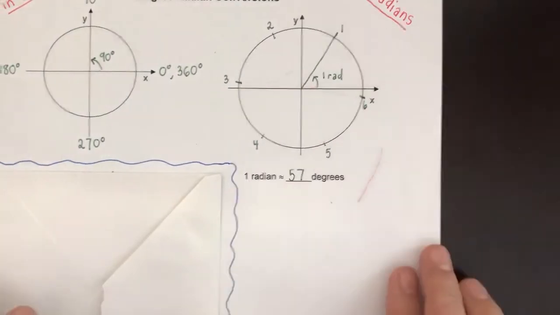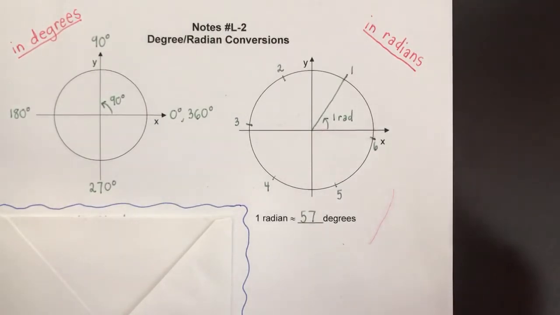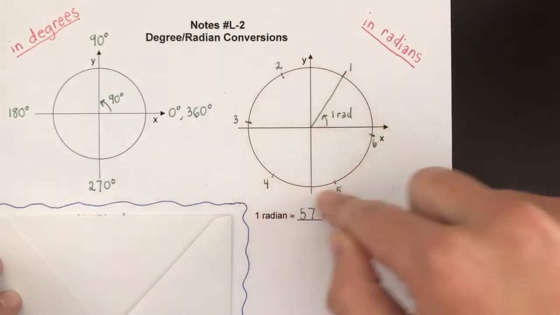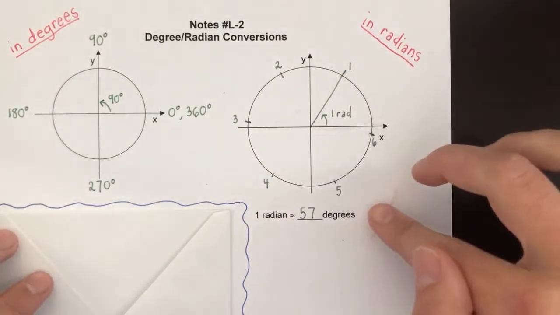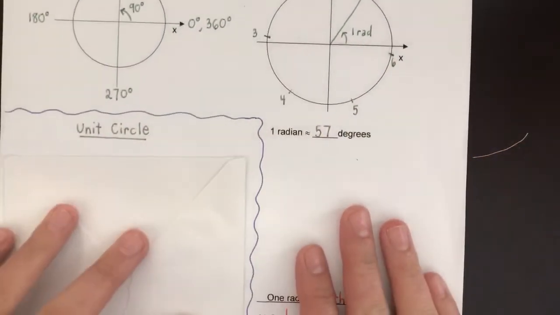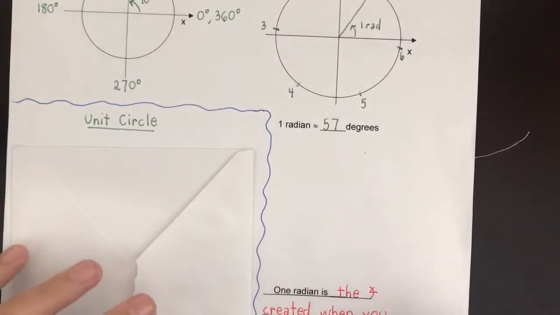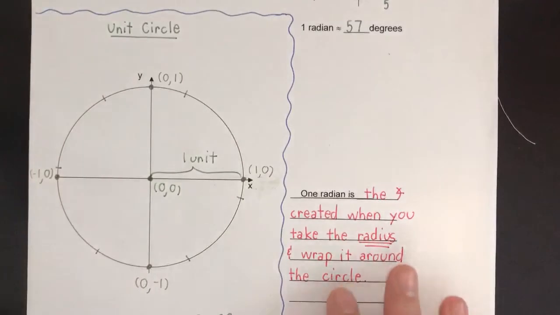Now let's derive an easier way to go back and forth between degrees and radians, because we want to be able to go back and forth between the two, and with this not going around completely, it leaves us kind of lost with what to do. So let's talk about something called the unit circle. You have another circle here on your notes page. We're going to label it the unit circle, and here's why.